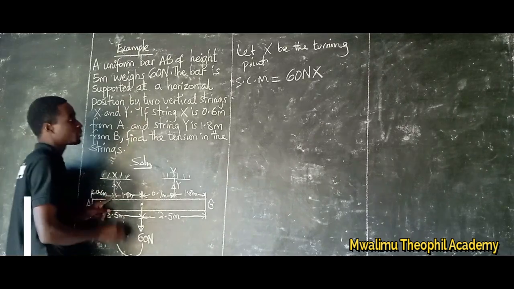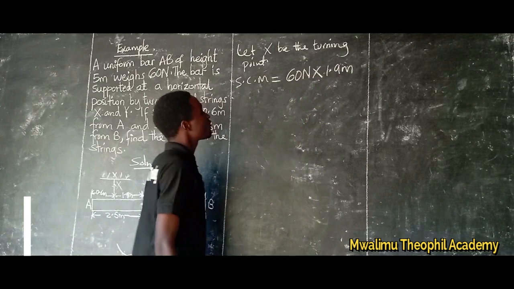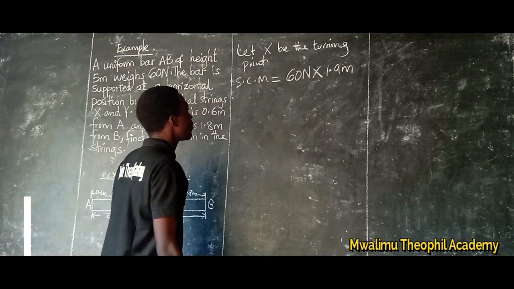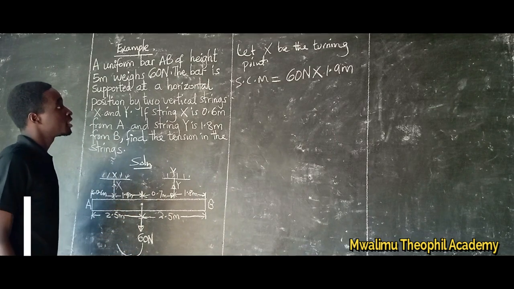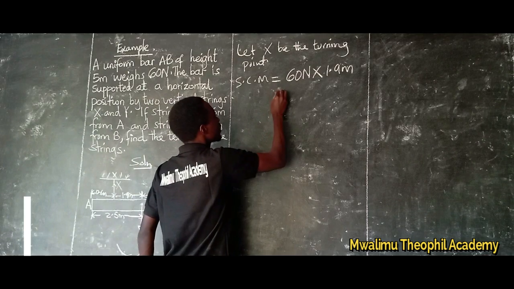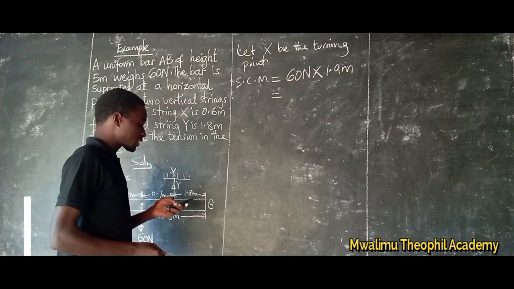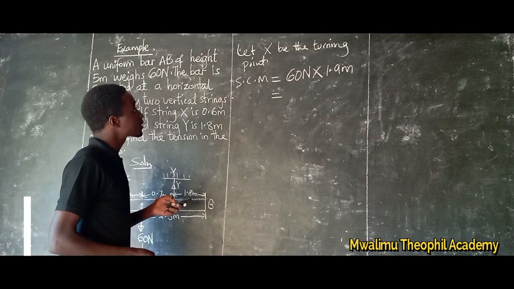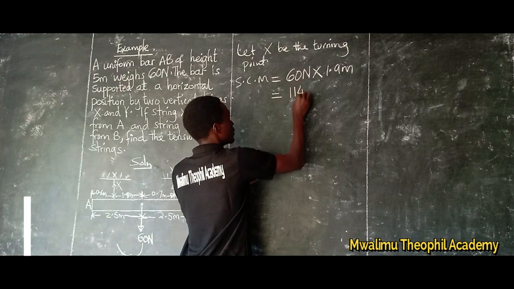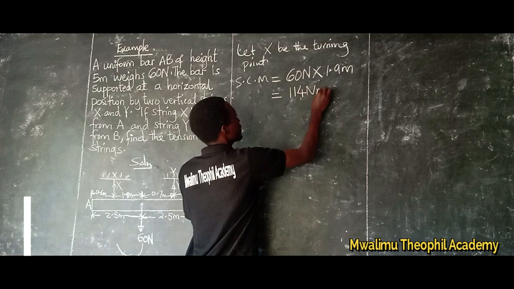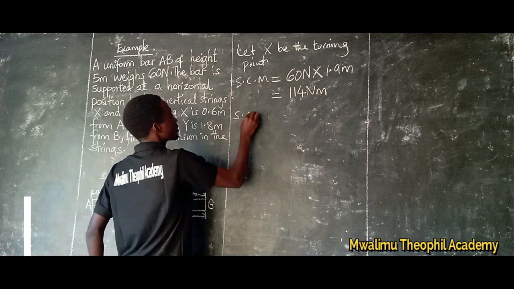This is 1.9 meter. So this will give us the sum of clockwise moments, as we don't have any other force which rotates clockwise. Now let us see what we are going to get. 60 times 1.9, you're going to get 114 Newton meter.